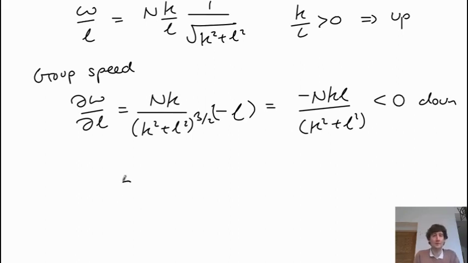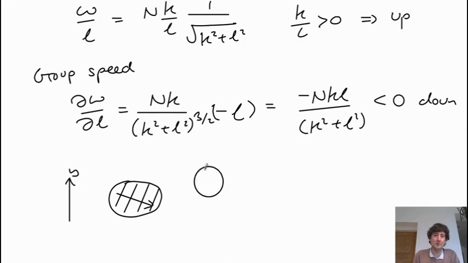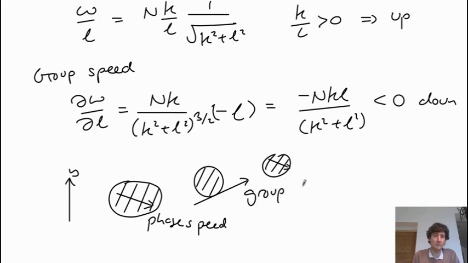And so if you have a parcel of waves, say a Gaussian profile with some wave packets, the wave looks like this. The wave might be propagating down like this. So if this is the y direction, the waves appear to be moving this way, but the actual parcel of waves will move the opposite direction. So this is the phase speed. The phase velocity is going downwards, and the group velocity is going upwards.